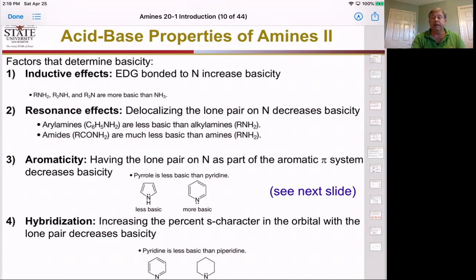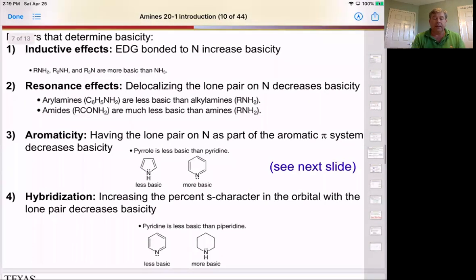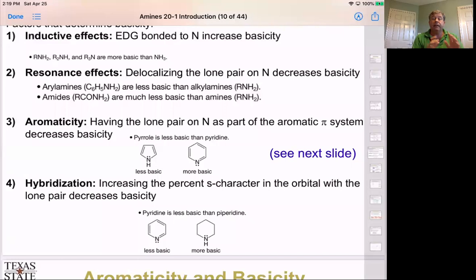The next thing to think about when we're talking about basicity is the hybridization. In the example right here, where we have an aliphatic amine, this is an sp3 hybridized nitrogen. But in the case of pyridine right here, it's actually sp2 hybridized. Because it's sp2 hybridized, it's actually less basic. The more s character you have, the more basicity you have.